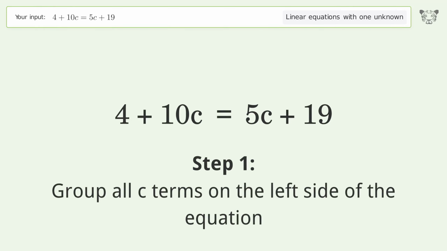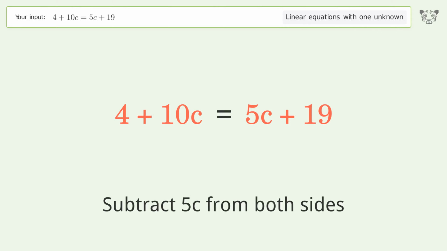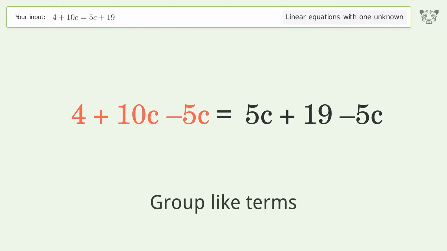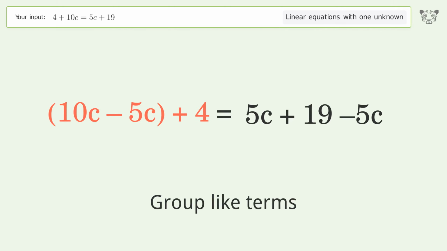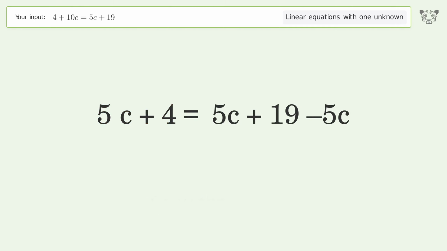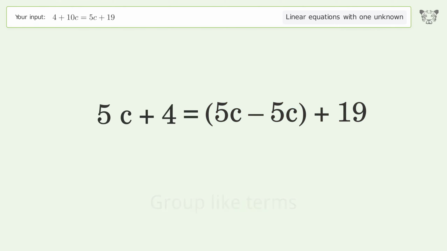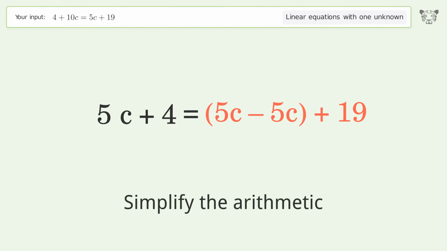Group all c terms on the left side of the equation. Subtract 5c from both sides. Group like terms. Simplify the arithmetic. Group like terms. Simplify the arithmetic.